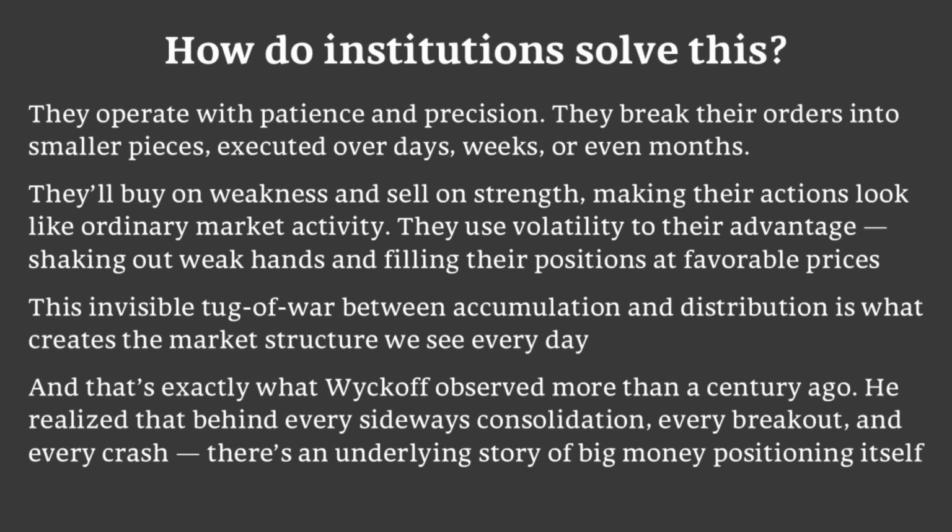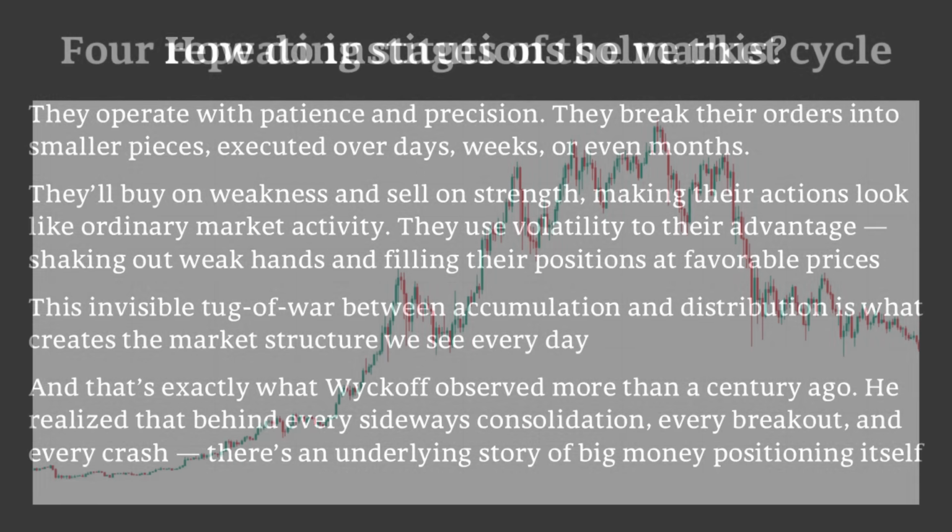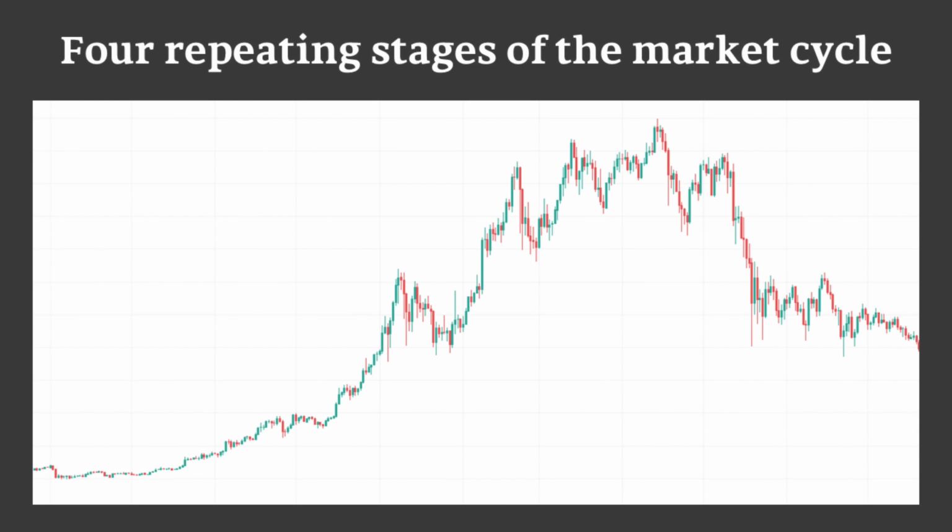And that's exactly what Wyckoff observed more than a century ago. He realized that behind every sideways consolidation, every breakout, and every crash, there's an underlying story of big money positioning itself. From this observation, Wyckoff outlined 4 repeating stages of the market cycle.